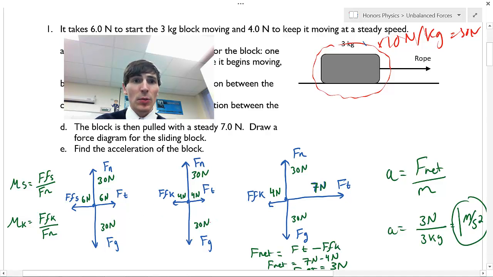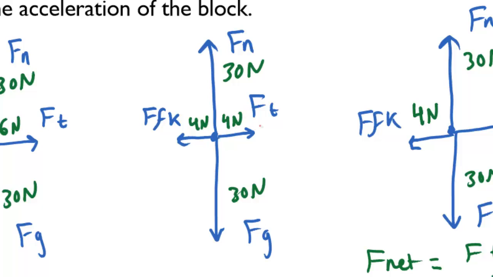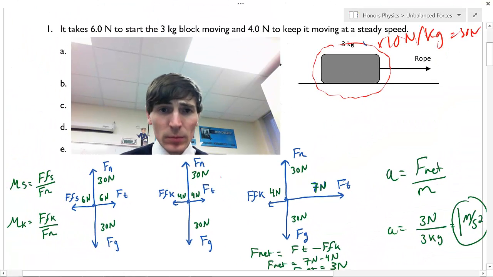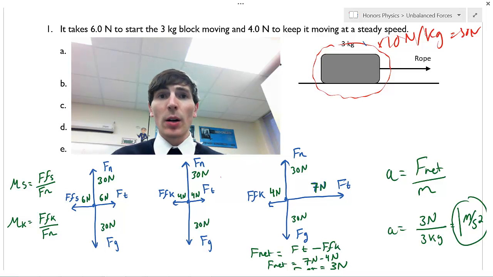Then notice I drew a force diagram for the other one, the constant speed one. This is my second diagram here. If you look at that one, the only thing I've changed is that the force of tension is now 2 newtons less and the force of friction is now 4 newtons. So there's option A.